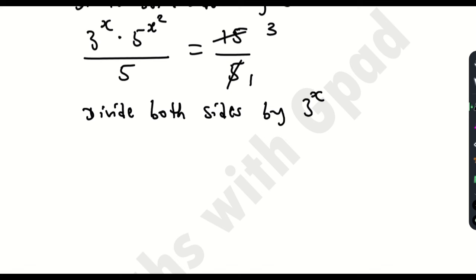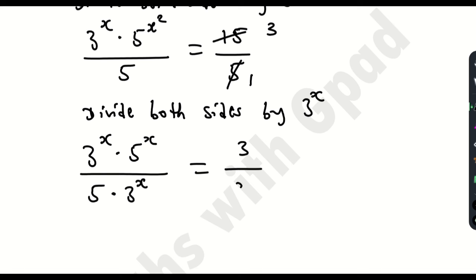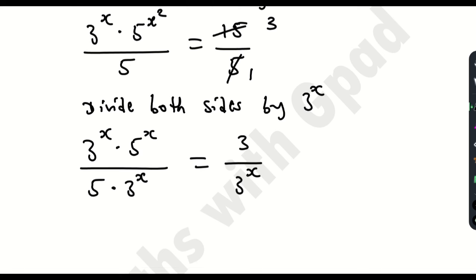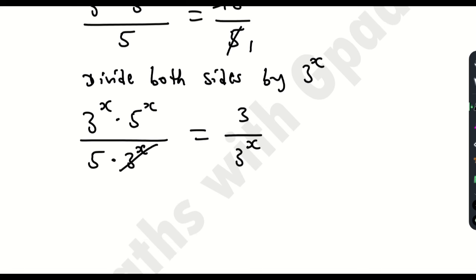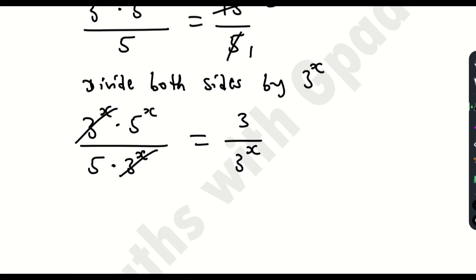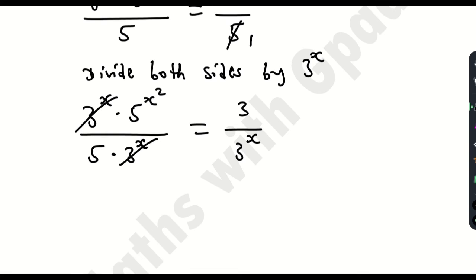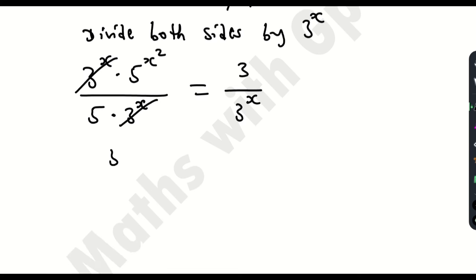So I'm going to have 3 raised to the power x times 5 raised to the power x squared over, there's a 5 here already, so 5. And with the 3 raised to the power x, I'm dividing both sides by, so this is equal to 3, then over what? 3 raised to the power of x. So watch this now. 3 raised to the power x cancels 3 raised to the power x. So there's a squared here. Now I'm going to have 5 raised to the power x squared over 5 is equal to 3 over 3 raised to the power x.